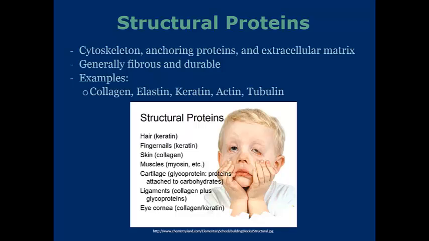These, as the name would suggest, provide structure and stability for the overall composition of cells. These are comprised of things such as the cytoskeleton, anchoring proteins, and the extracellular matrix. Because of this, these types of proteins are usually very fibrous and durable, examples of which are listed below.